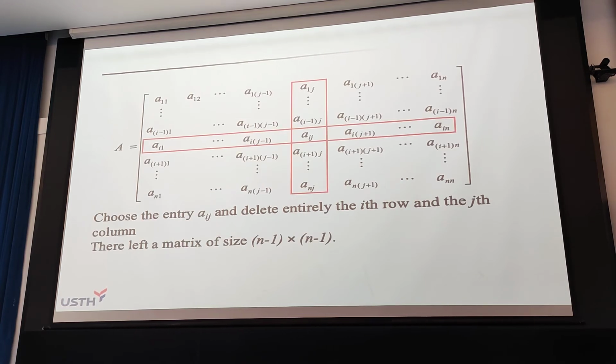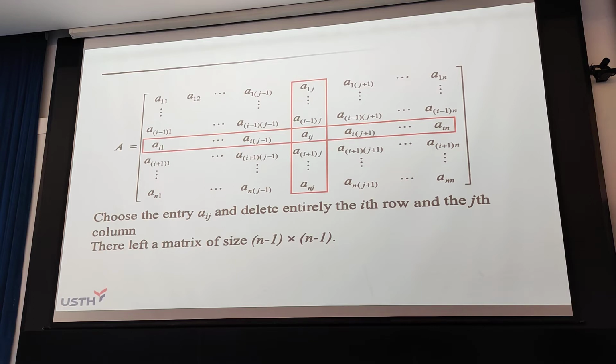Then, if we consider an n by n matrix A like that, in order to define the determinant of A, first of all we choose any entry, say a_ij, and then we delete the i-th row. It means that we delete entirely the i-th row. It means that we delete the whole row containing a_ij.